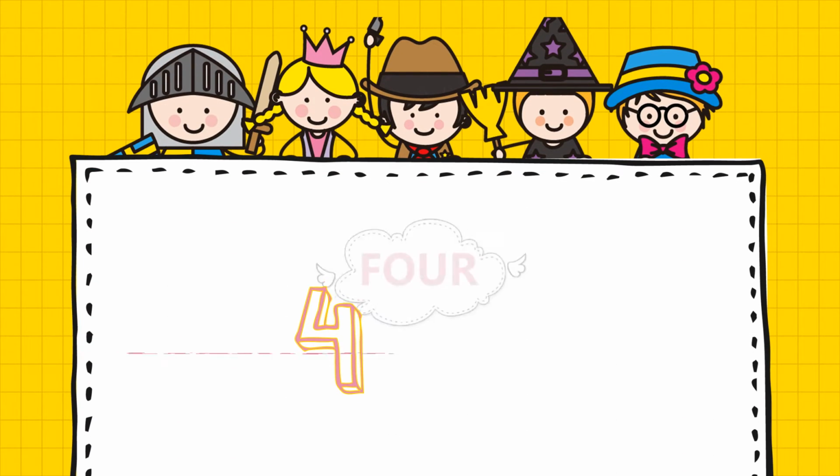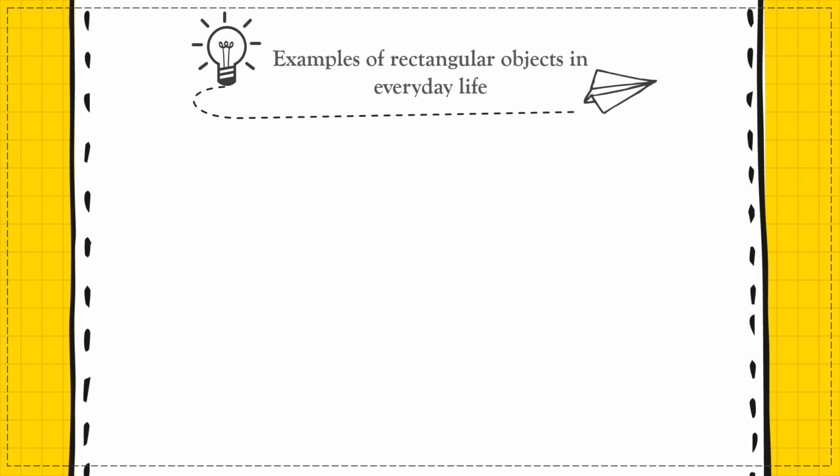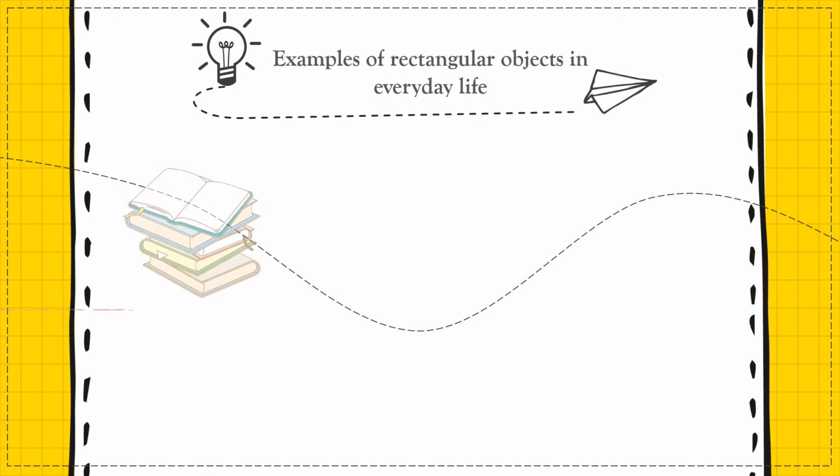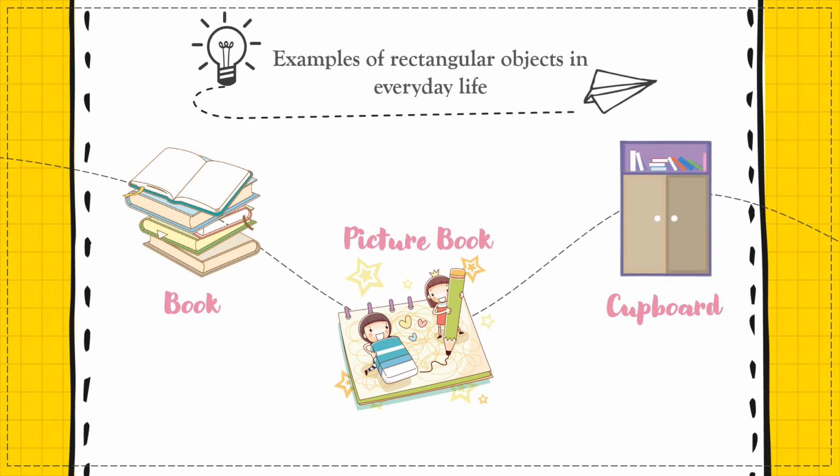Next, rectangle examples. Examples of rectangular objects in everyday life. There are box, picture box, cupboard, and much more.